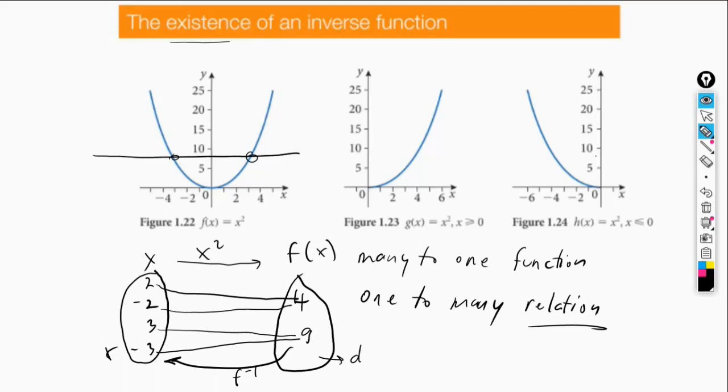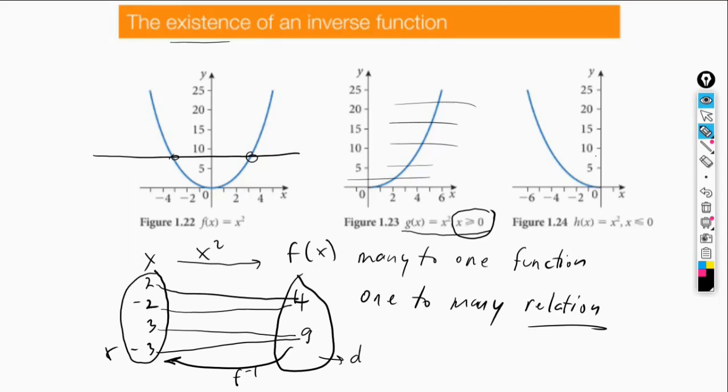But what can we do in order for this to have an inverse? Well, we can restrict the domain. Notice that in figure 1.23, the domain of x squared is restricted to x greater than or equal to 0. As a result, we have this partial parabola, which is half of the parabola. This would have an inverse because it would pass the horizontal line test no matter where you draw horizontal lines.